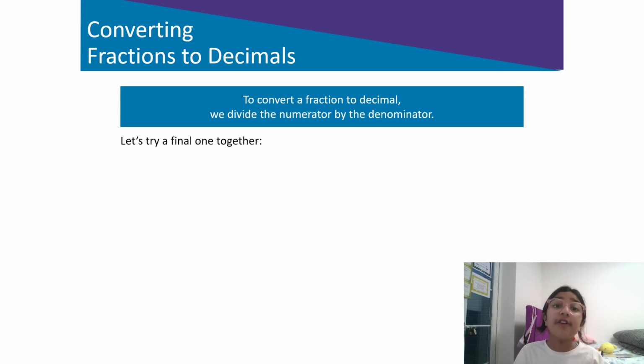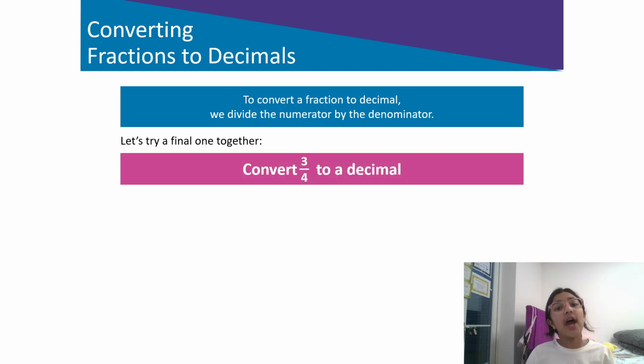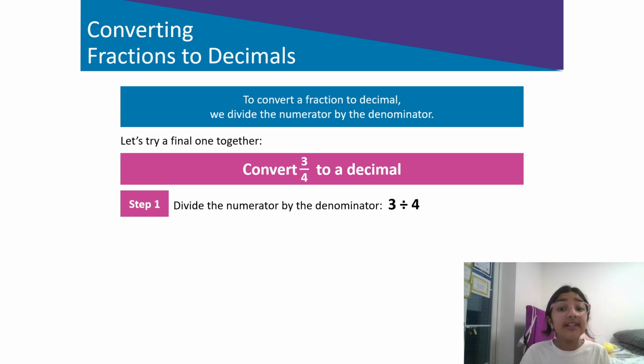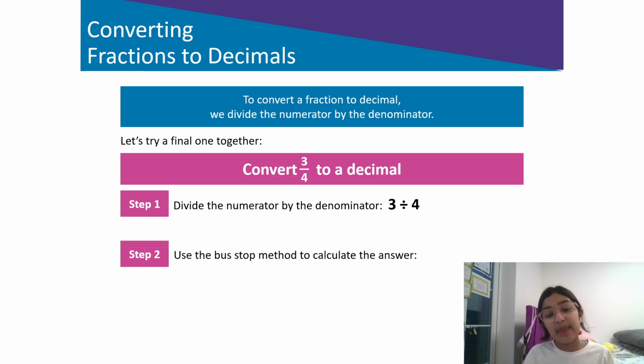So, let's try a final one together. Convert 3/4 to a decimal. You may already know this again, but let's just do it. Step 1. Divide the numerator by the denominator, 3 divided by 4. And then step 2, use the bus stop method to calculate the answer like we did for all the others. 3 divided by 4, 4 goes into 3 0 times.